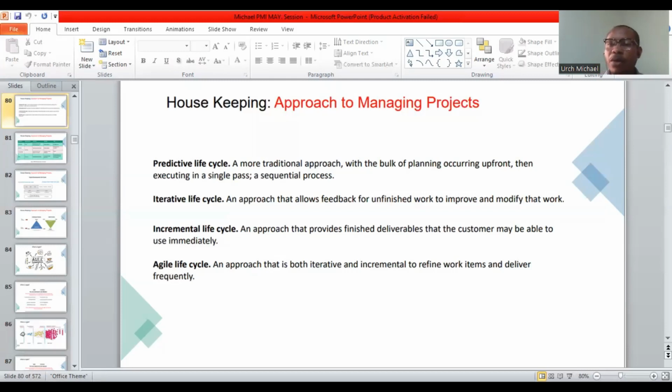And then he will tell you, why don't you change this to this? Why don't you do this? That is getting feedback from your customer. Based on the feedback, you are improving on your project. So this method is called the iterative method, and it's the iterative life cycle.